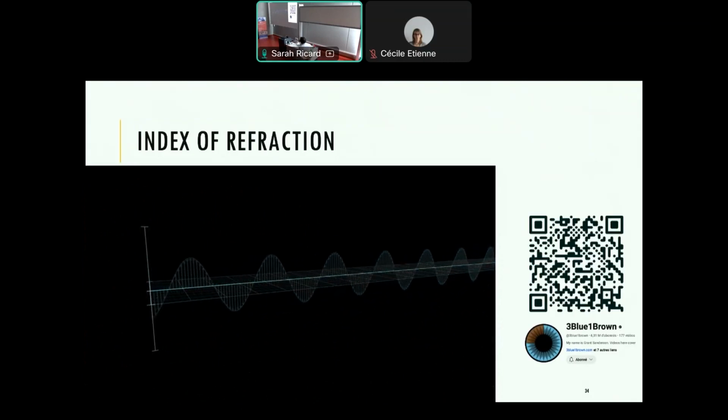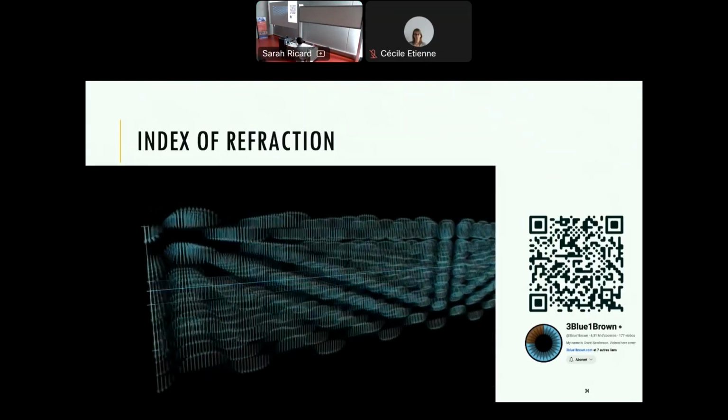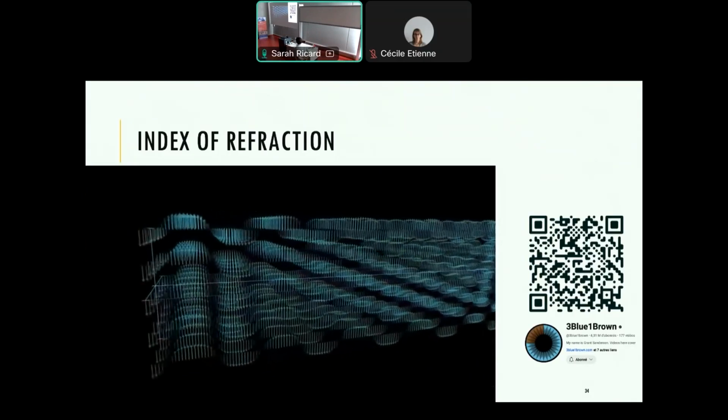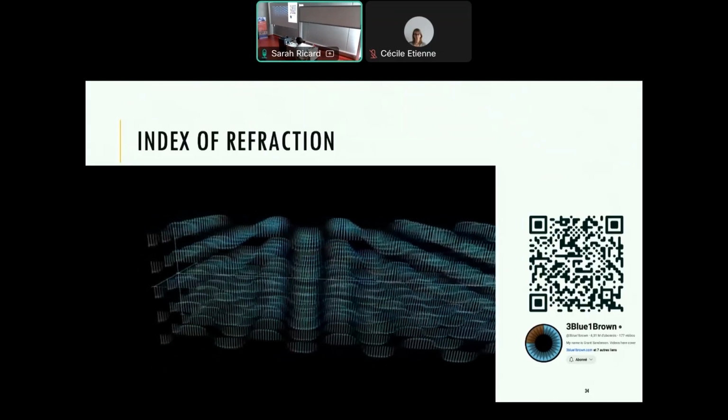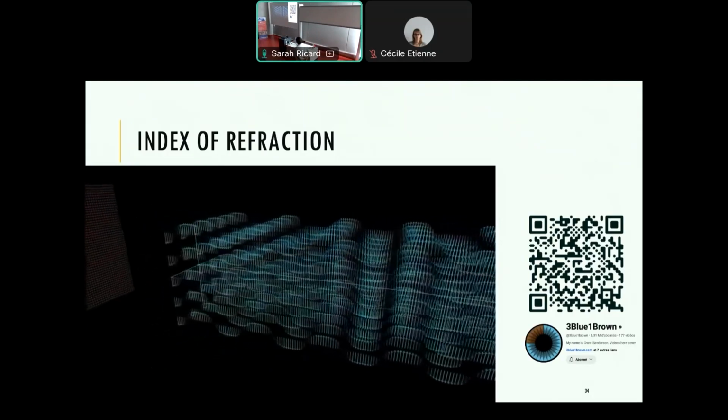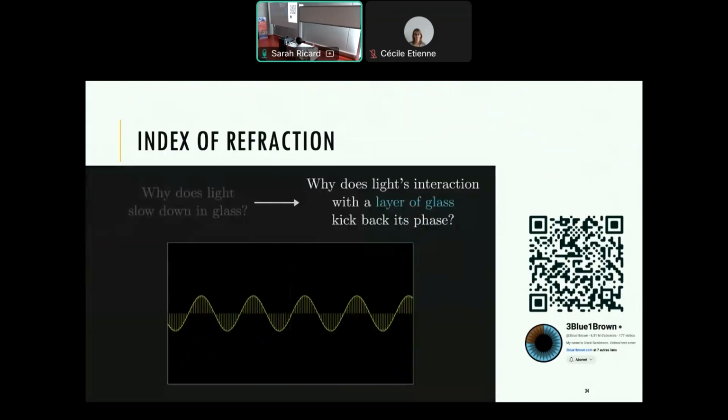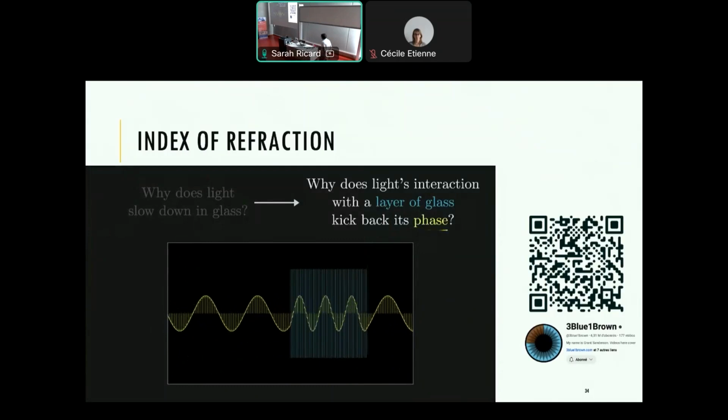When I draw a light wave like this, it's really only depicting the electric field on a single one-dimensional line. A more full picture of light in 3 dimensions would look something more like this. That tends to be a little bit busier, so usually we just draw the sine wave. So, thinking back to the question of why interactions with a layer of material would cause a kickback to the phase of the wave, let's start thinking it through.